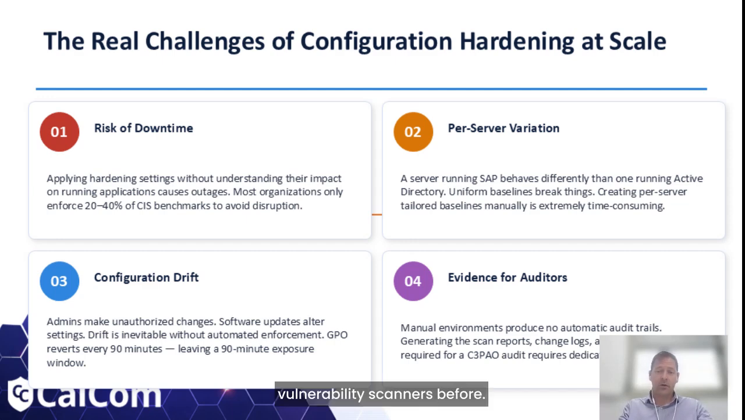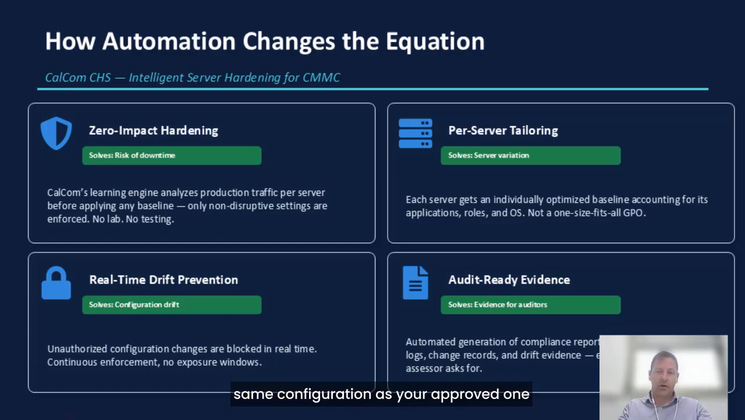vulnerability scanners before. There are many tools out there that can show you the evidence of the configuration, but it is important to have it connected to the hardening process. Just showing compliance reports that are not defined with the same baseline, same configuration as your approved one will lead to a gap in the compliance scores that you're showing. So these challenges are real and probably will take you into a pretty interesting hardening project.